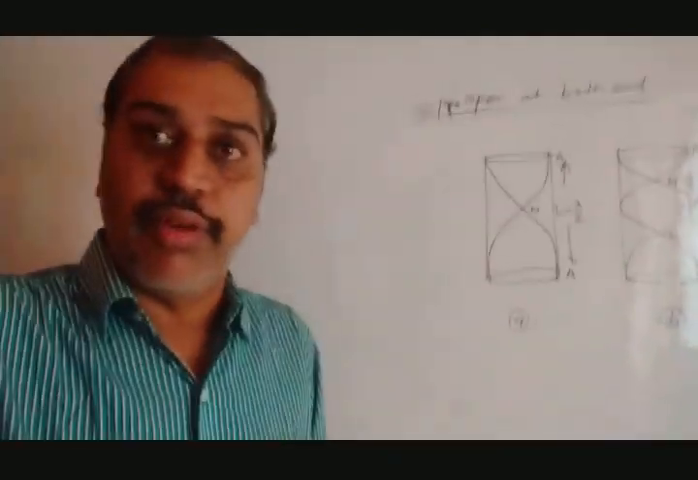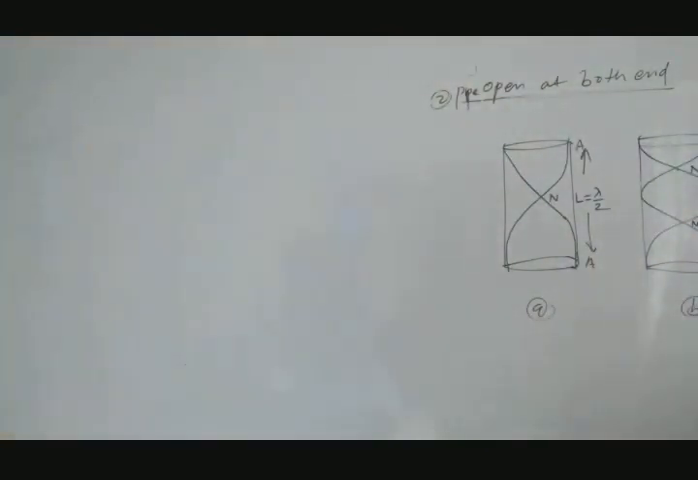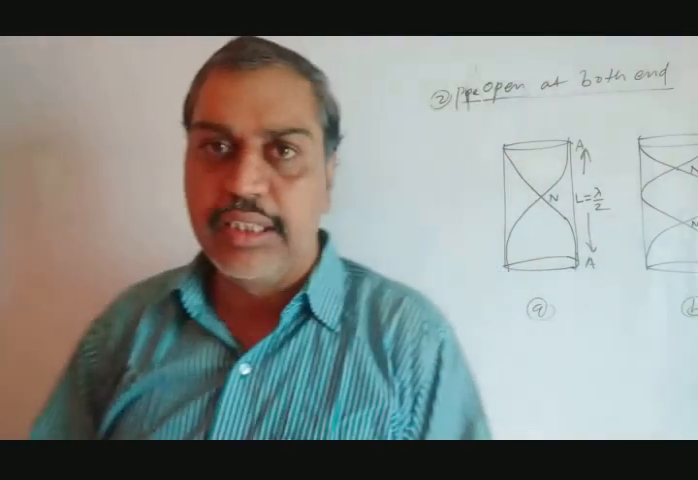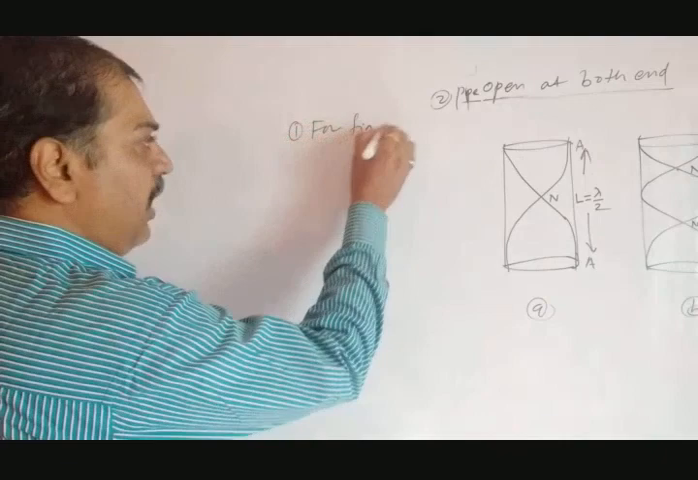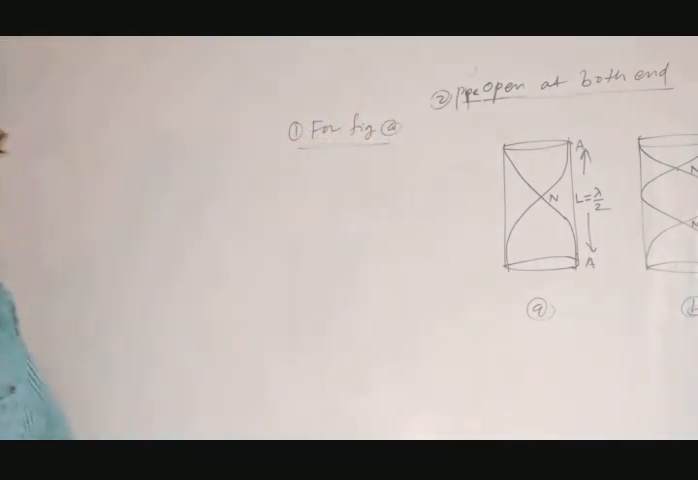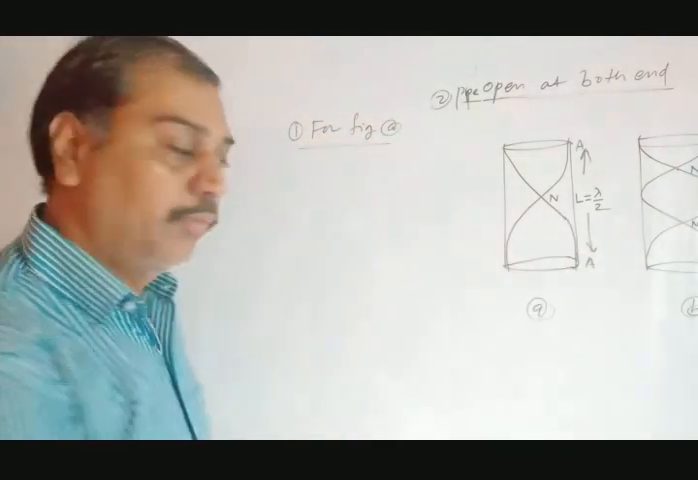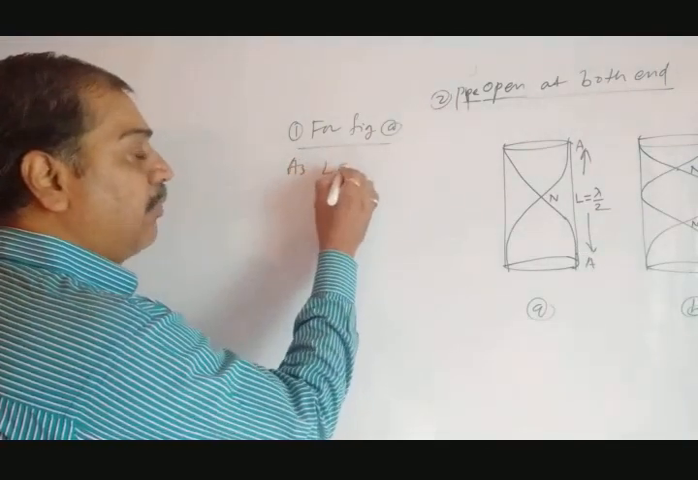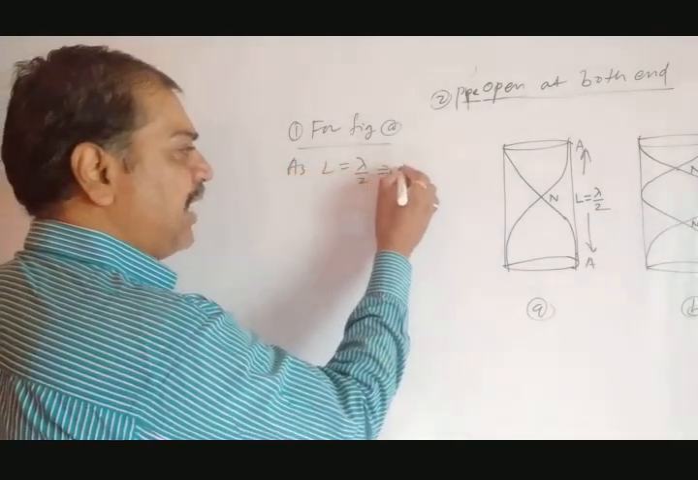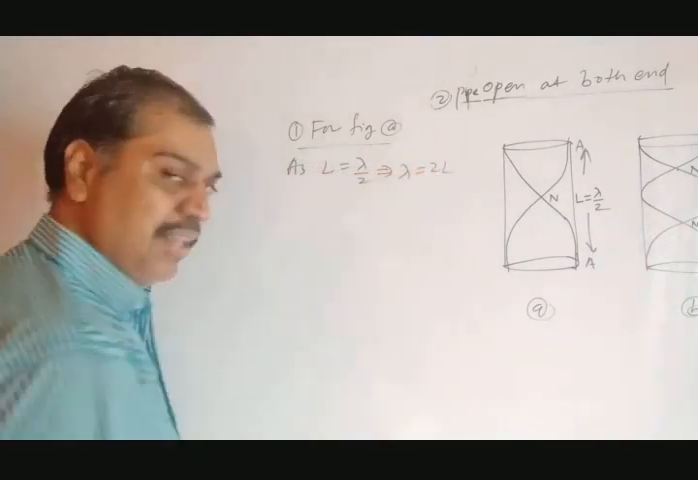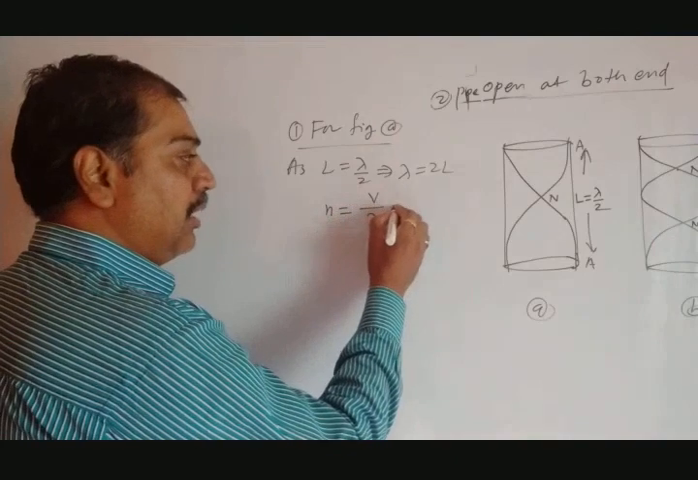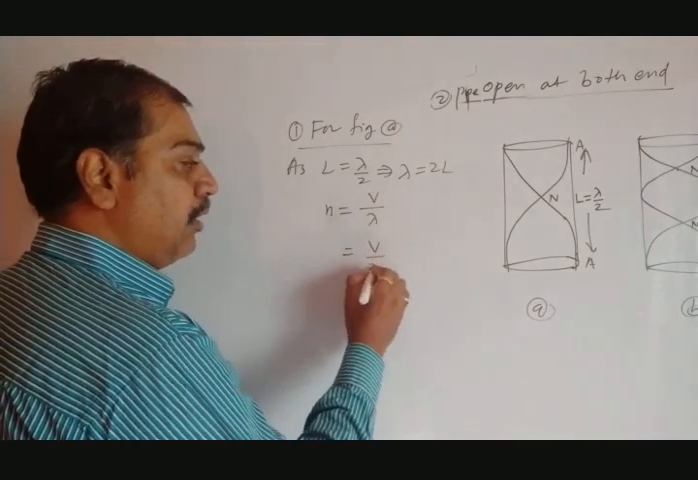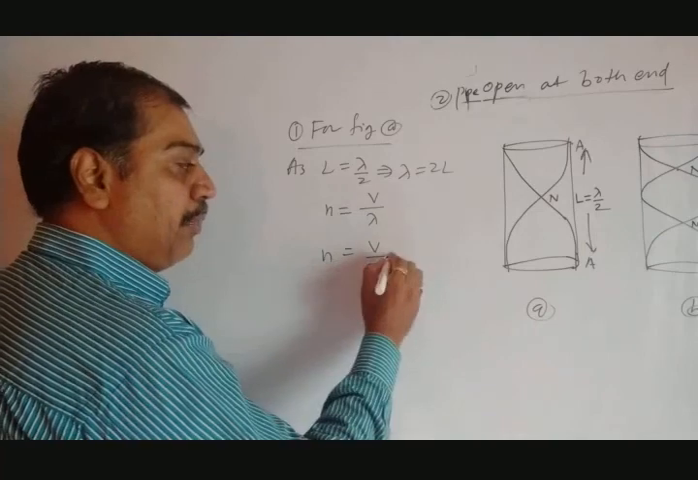Now here, as usual, we have learned that we have to derive the equation. So accordingly, let's go to the equations now. Let's start with figure A. First, for figure A, what can we write? Write down L equal to lambda by 2. As L equal to lambda by 2, this implies that lambda equal to twice L. And we know N equal to V by lambda, which is V by twice L.